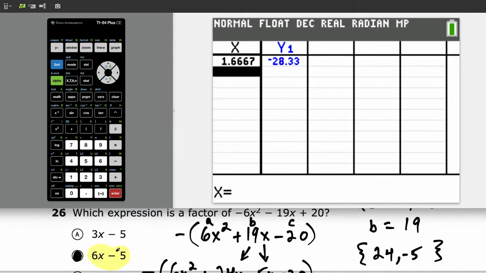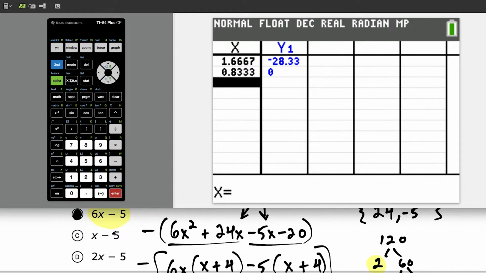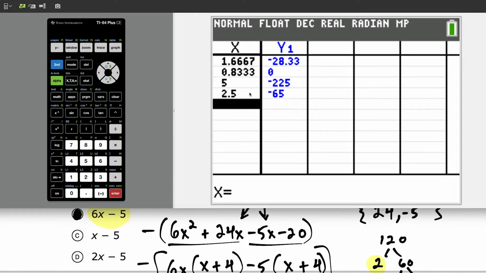Now, if I set this correct answer equal to 0, I would have 6x minus 5 equals 0 when x equals 5 over 6. And watch what happens. If I type in 5 over 6, I get exactly 0 here. And then if I do that for the remaining answer choices, x minus 5 is equal to 0 at x equals 5. Notice I get a non-zero. And then this last answer choice, I would get 5 over 2. And this would give me a non-zero.